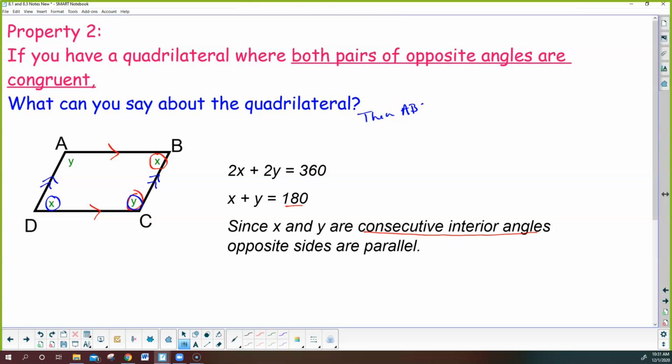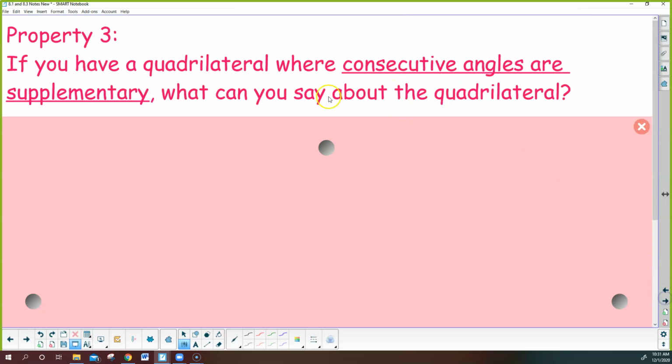So my conclusion is ABCD is, and instead of writing the word parallelogram, we just kind of draw one. Hopefully it's a little neater. So there's my conclusion. Okay. All right, next one.